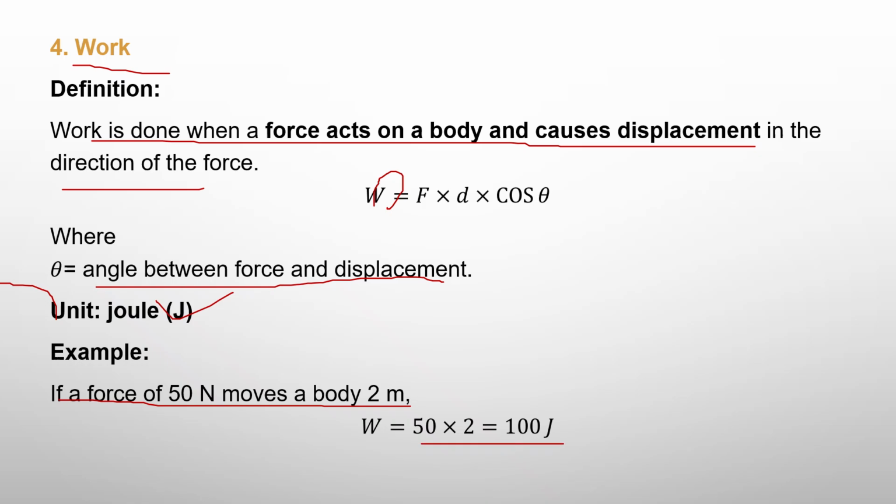If work is done by the system, it is positive, and if work is done on the system, it is negative. Means if we are supplying work to the system, it is negative, and if the system is producing work, it is positive.